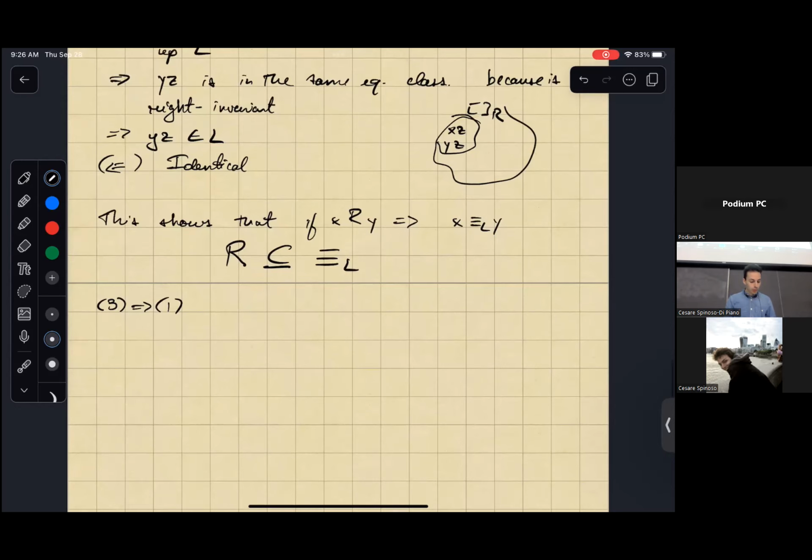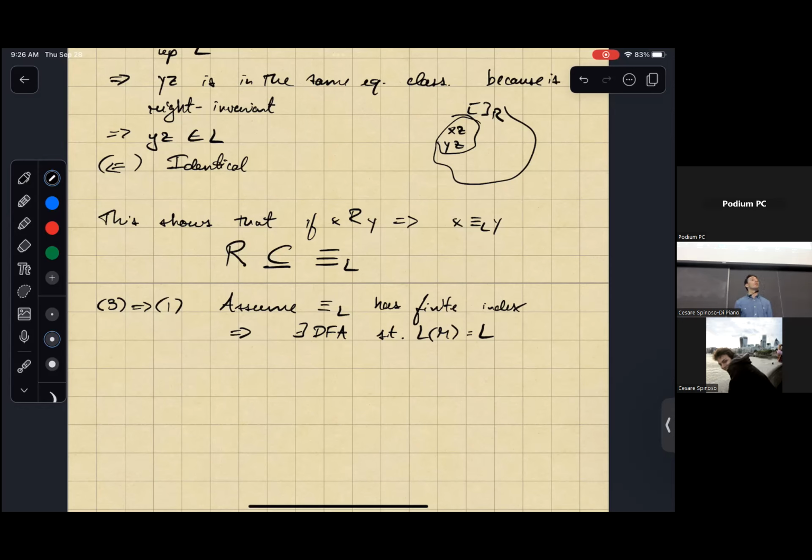Okay. So 3 implies 1. What does 3 implies 1 need for it to be proved? Well, I'm going to assume that the Myhill-Nerode relation has finite index. So assume that this has finite index. And what I need to show is that there exists some DFA M such that the language accepted by M is equal to L.